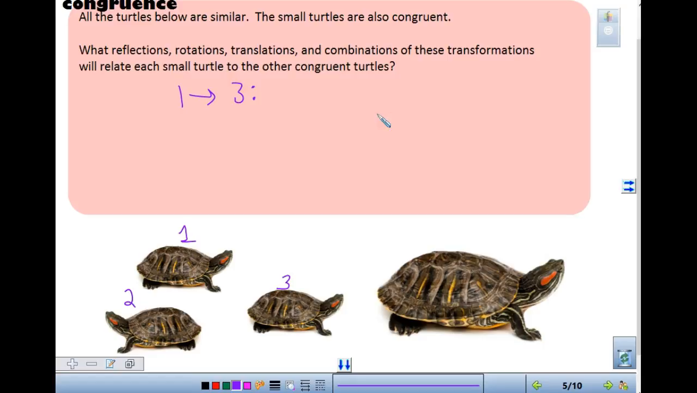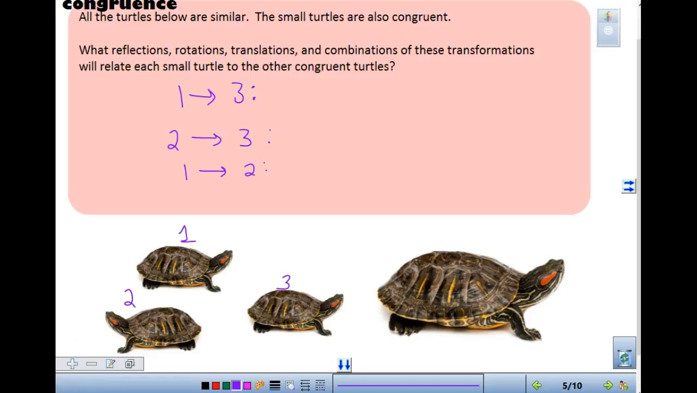Please right now, talk to your shoulder partner. What do you think you're going to do? Reflect, rotate, translate, or combination to get 1 onto 3. Then we're going to talk about getting 2 onto 3, or 1 onto 2. So kind of discuss each one of those right now.